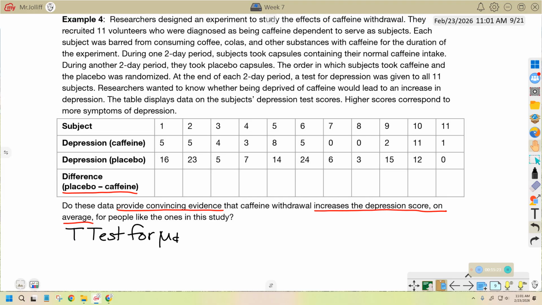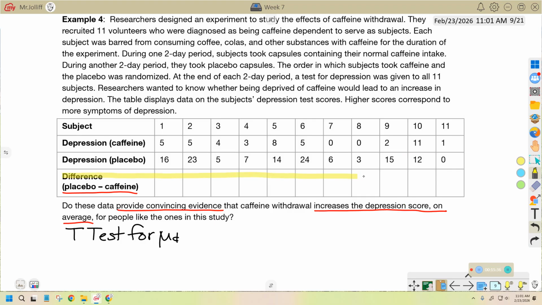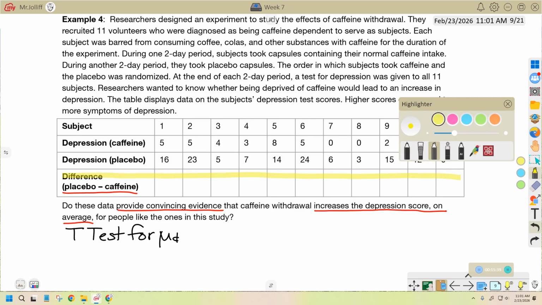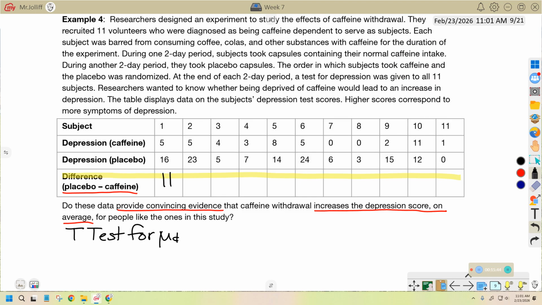So we pick through, they didn't give us a whole lot of data in the problem, but they gave us a list. I'm not actually interested in caffeine or placebo. I am interested in the difference. So take a minute, fill this row out. Double check that I can subtract correctly. Pretty sure I did that correctly.